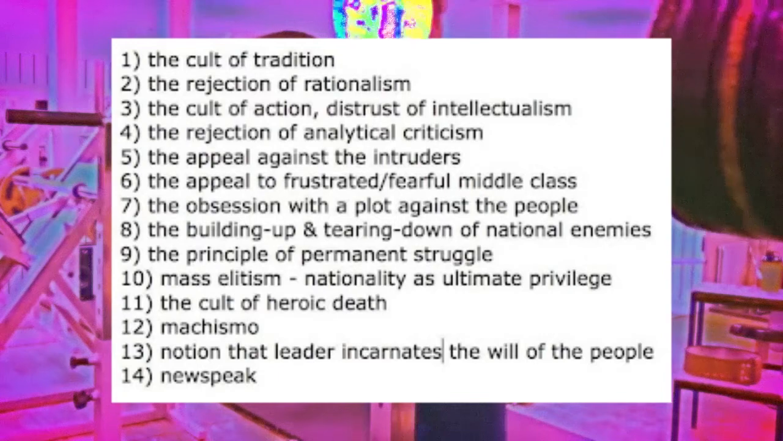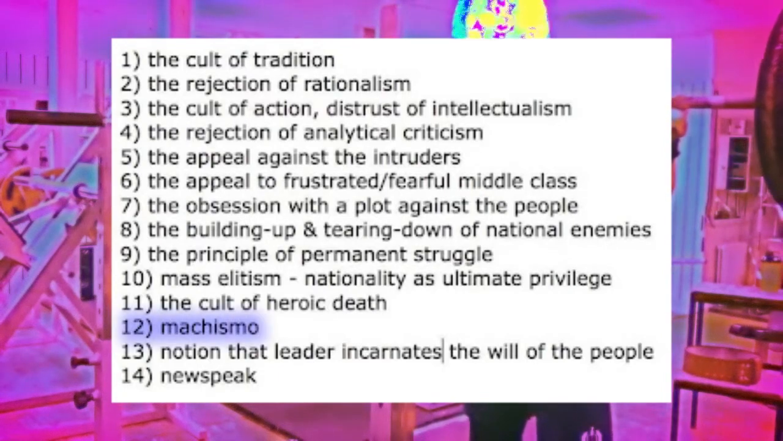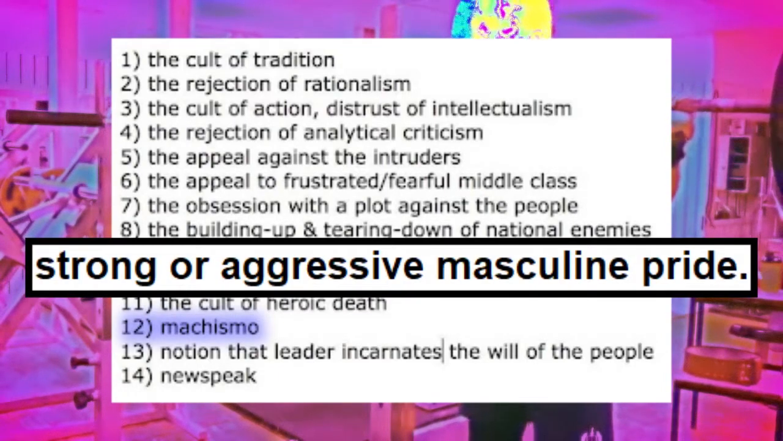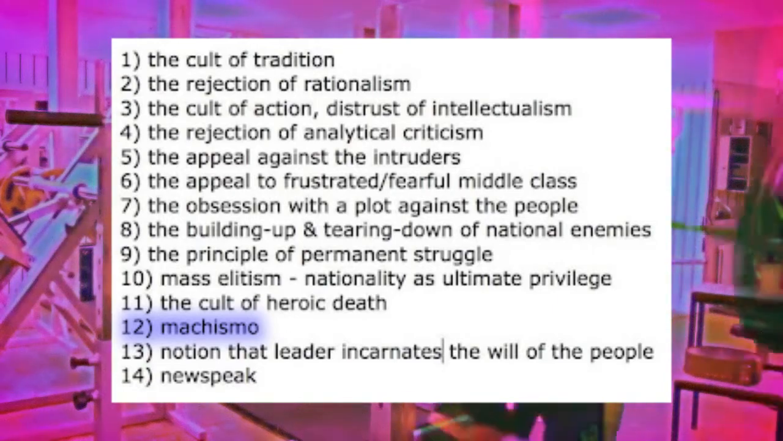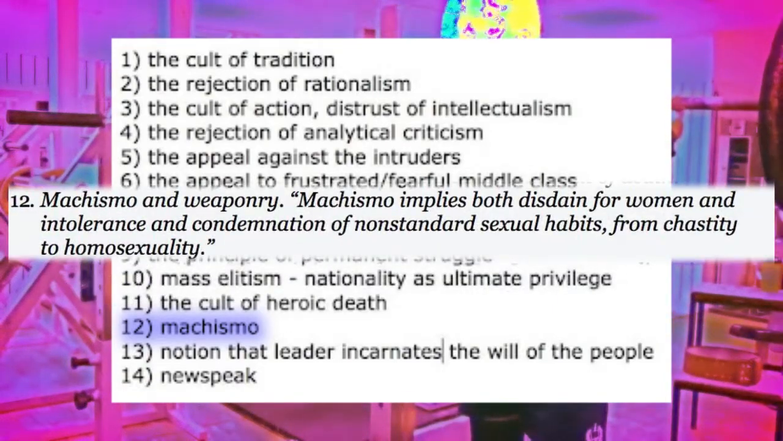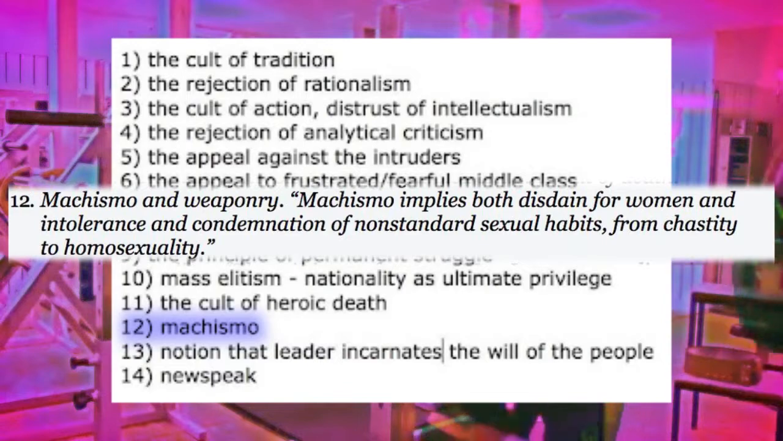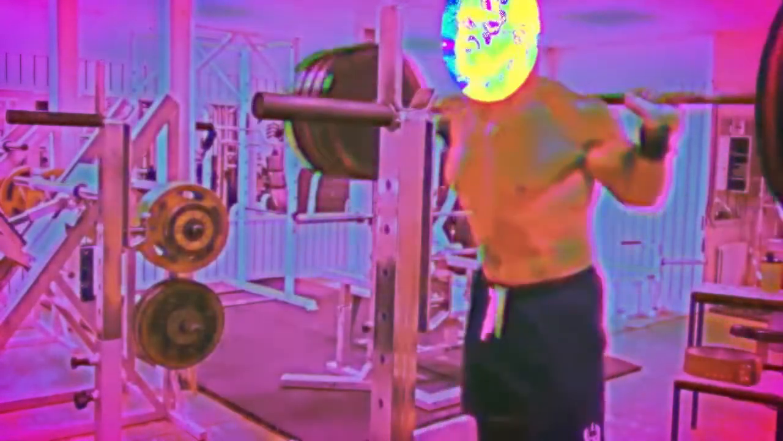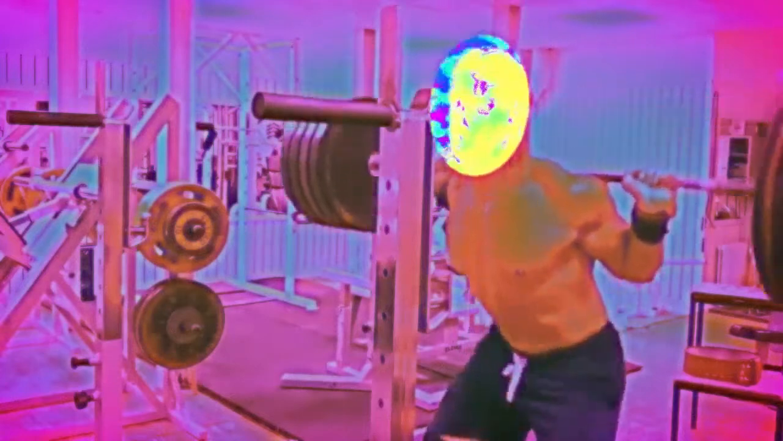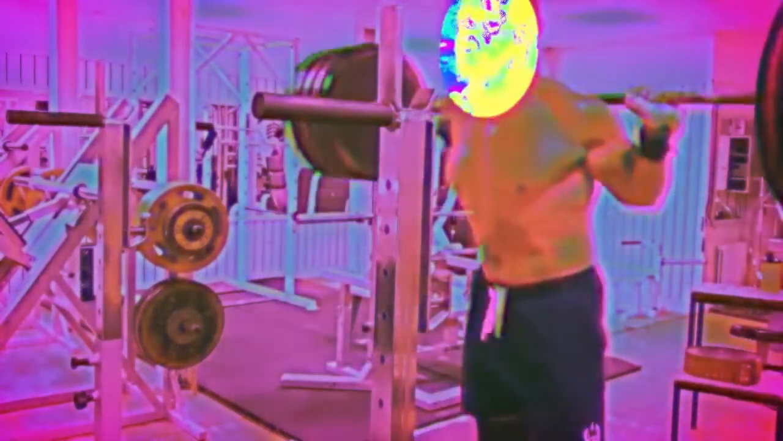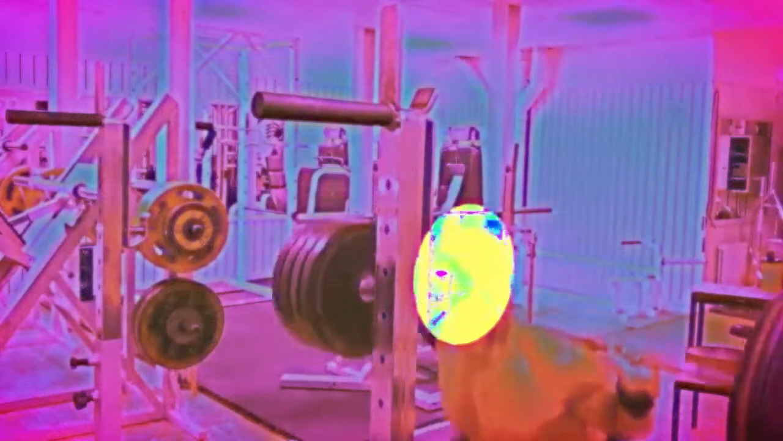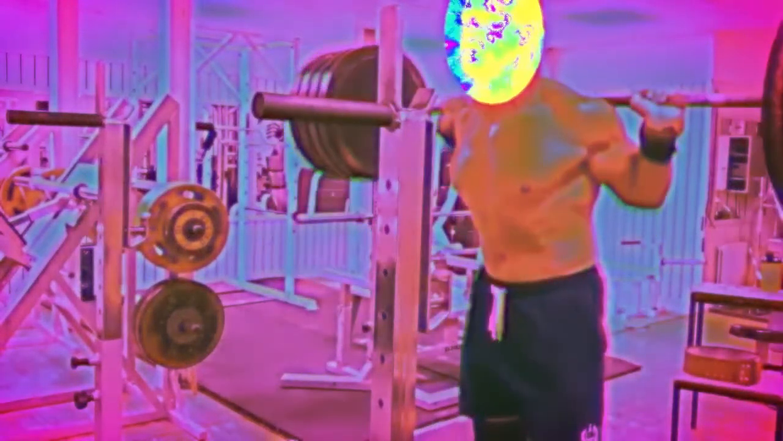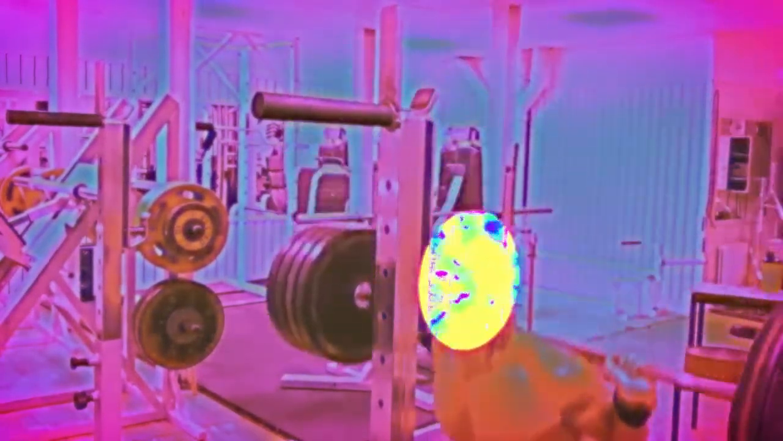Listed among Umberto Eco's famous 14 points is machismo, which is strong or aggressive masculine pride. Eco further expands on this, saying that fascists hold both disdain for women and intolerance and condemnation of non-standard sexual habits, from chastity to homosexuality. It's easy to understand fascism as inherently male-centered and patriarchal, considering socioeconomic conditions lead fascist movements down this path, but it's theoretically possible to have a matriarchal and female-centered fascism.